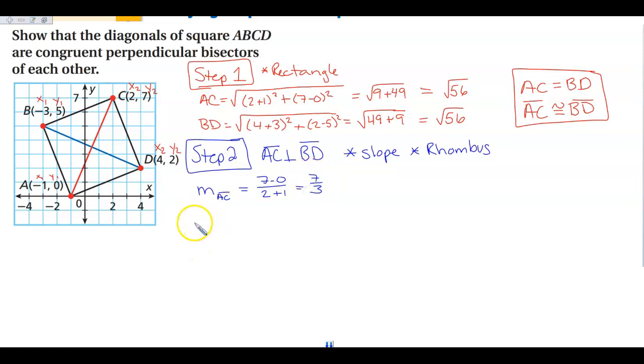Remember that I want my slope of BD to be the opposite reciprocal. So I want my slope of BD to be negative 3/7 to show that they're perpendicular. So let's check and see if that's what happens. For BD, I'm going to do y2 minus y1 over x2 minus a negative 3 for x1. So 2 minus 5 is negative 3, and 4 plus 3 is 7. So we know that AC is perpendicular to BD because the slopes are opposite reciprocals.